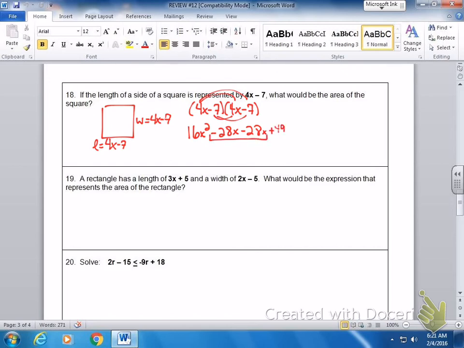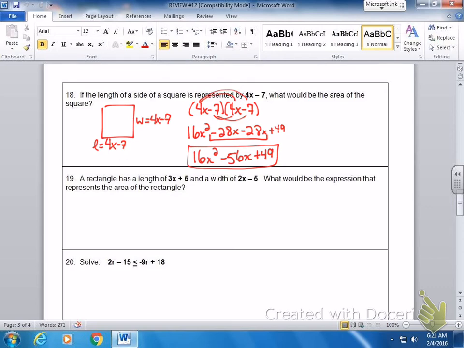So I combine my middle terms. I still have my 16x squared, but negative 28x minus negative 28x gives us negative 56x, and then plus 49. So there you go.